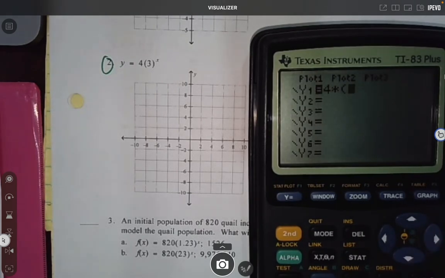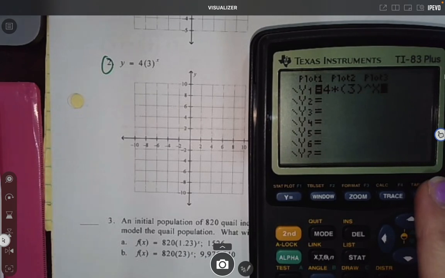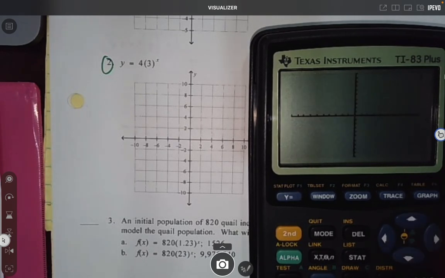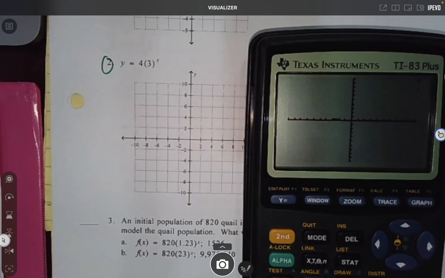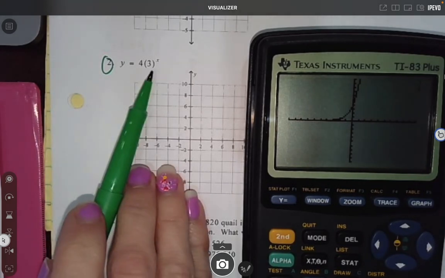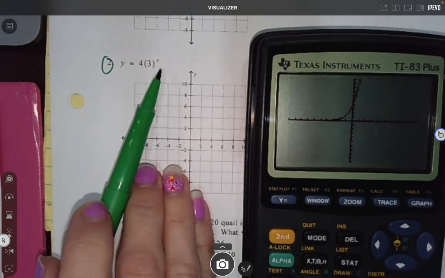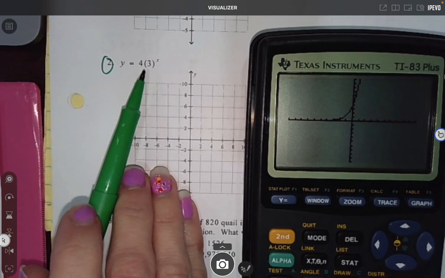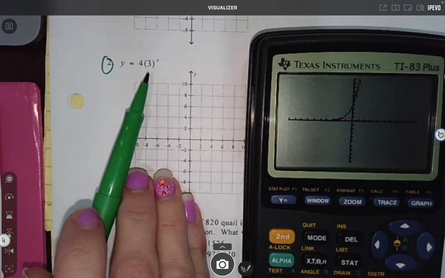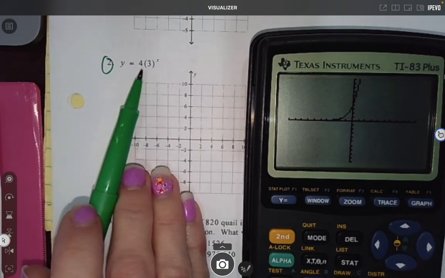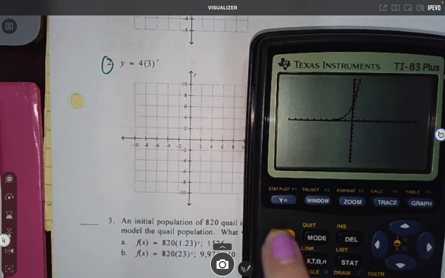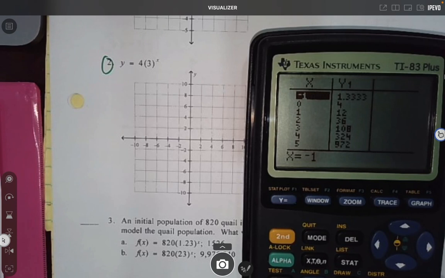4 times 3 in parentheses to the x. Because x is in the exponent, it's going to be exponential growth or decay. Because this number is bigger than 1, it's growth, okay? And we should know instead of my y-intercept being at 1, what's it going to be at? 4, okay? So, watch. I'm going to press second table.